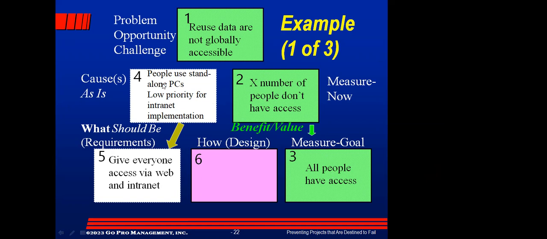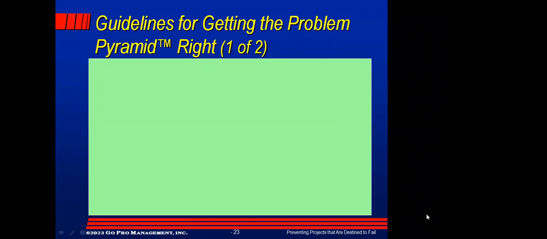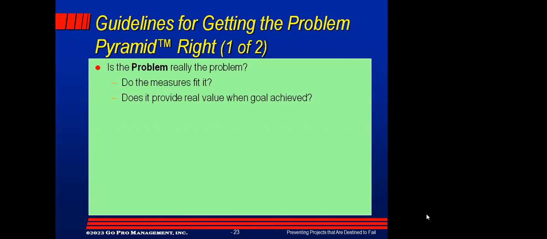She said the causes were that some people were using standalone PCs and that while there was an intranet, it wasn't well developed. And developing it wasn't a priority. And her should be was give everyone access via the web and intranet. And I think you can agree that that leads to a pretty obvious project. It turns out that problem pyramids are a lot harder to do than they look. They look easy, but they're hard to do. And so we have some guidelines for helping us get the problem right.